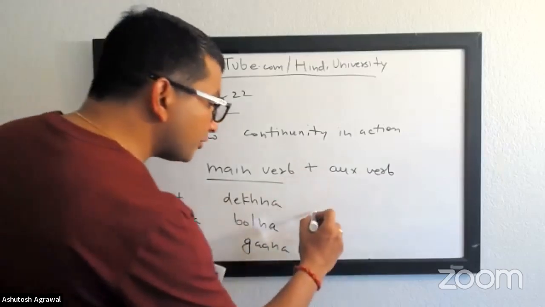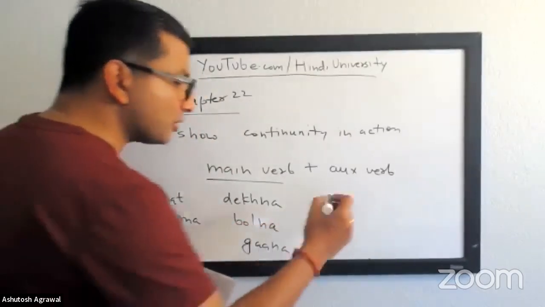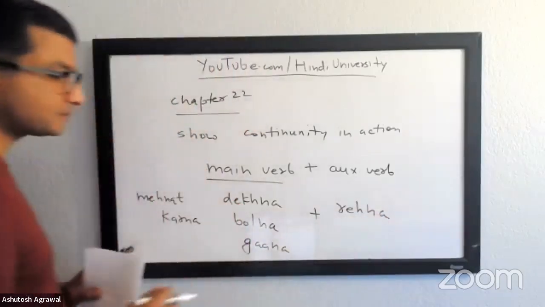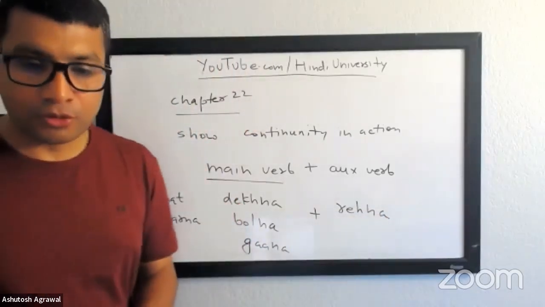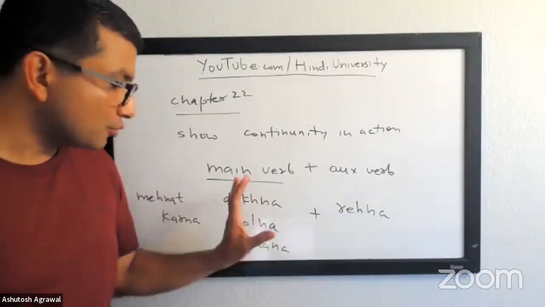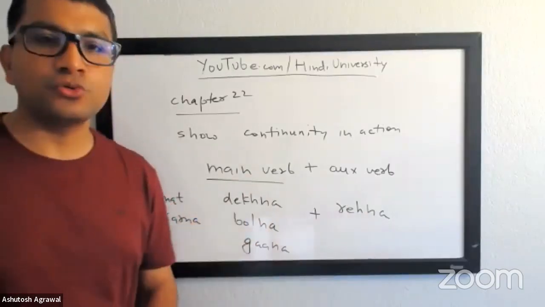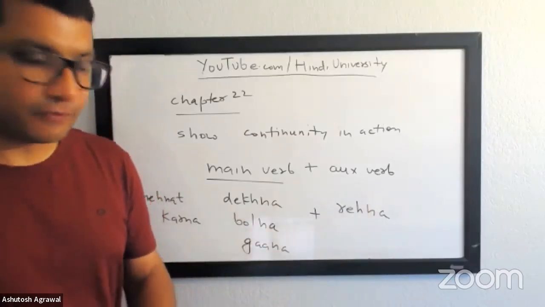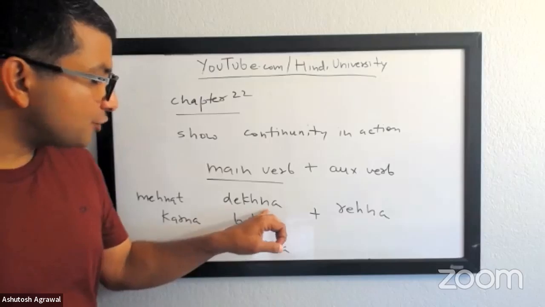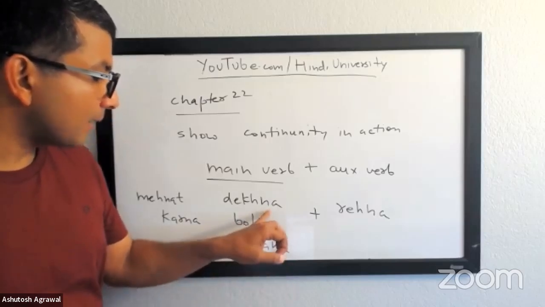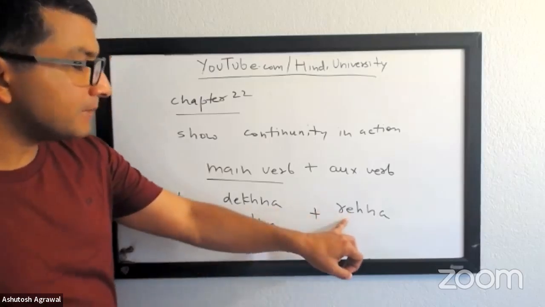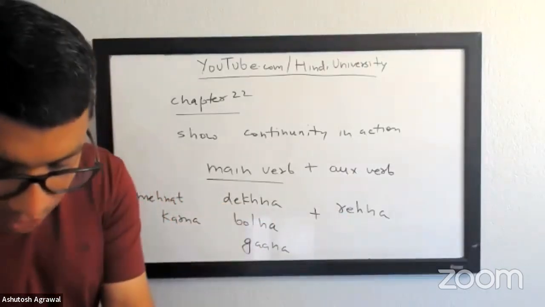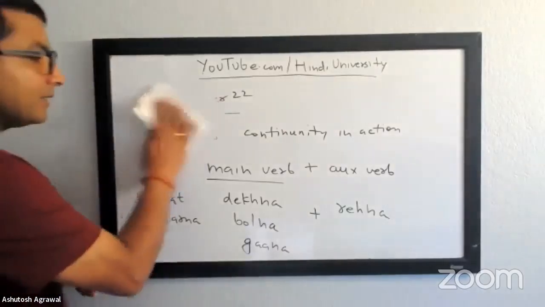Okay, when you want to show continuity, the auxiliary verb that is being used along with these verbs is रहना. Now that is the basic structure. Use the main word, along with that use the auxiliary verb, and that will be the basis of your sentence. Which form of the main verb and which form of the auxiliary verb will be used depends on the sentence. So I'll take a simple example to illustrate the point.